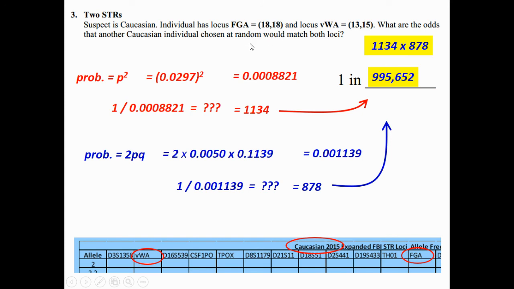And remember, as we look at more and more STRs, the chances of a random match happening grow smaller and smaller, and that means your DNA evidence grows stronger and stronger, that it would be a unique match to your evidence.